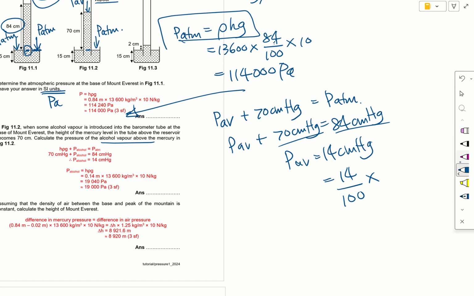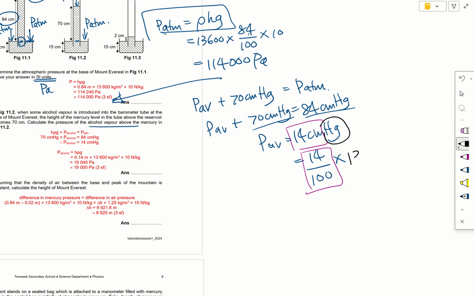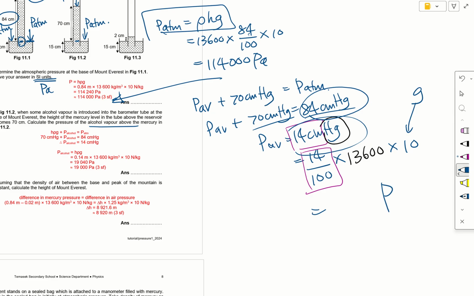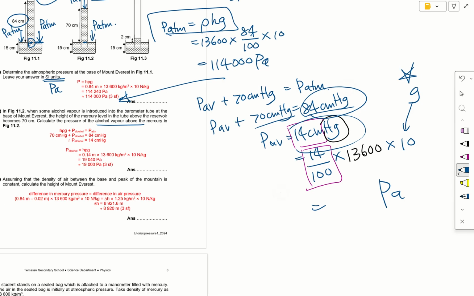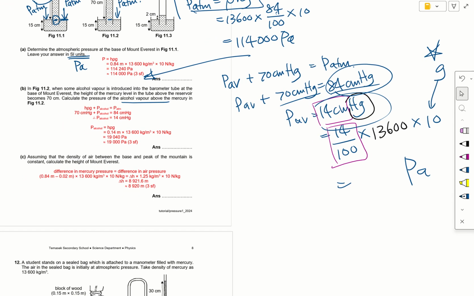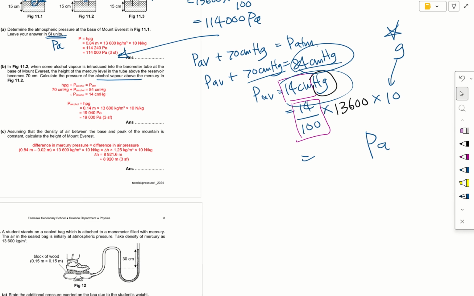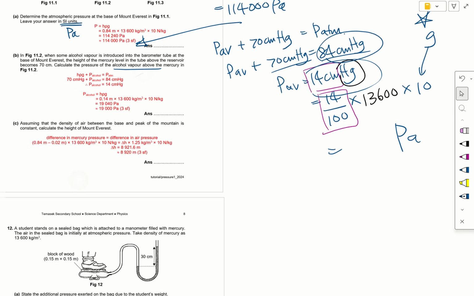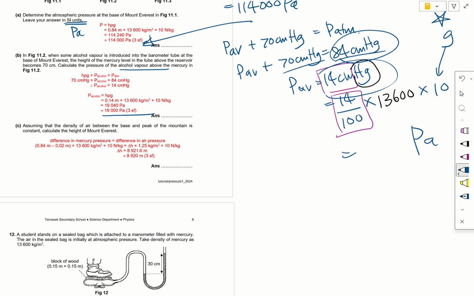So if it's 14 cm Hg, this is the height, right? I need to convert 14 cm to SI unit. Hg is the density of mercury, so it's 13600, and what is missing, very important, is your g of 10. It is not included in your 84 cm Hg or 14 cm Hg. But if you have to calculate it into Pascal, you need to include your g. A lot of students sometimes don't add in the g, so their answer will be 10 times less than the correct answer. In the end you'll get 19,000 Pascal.